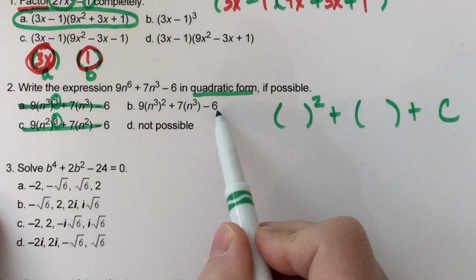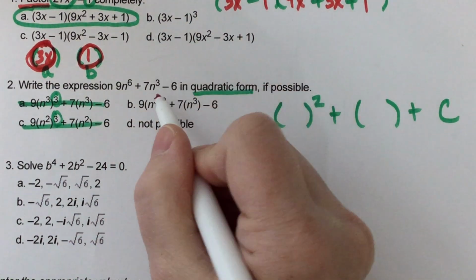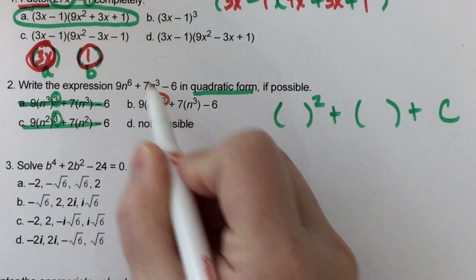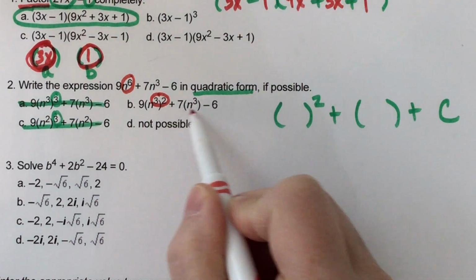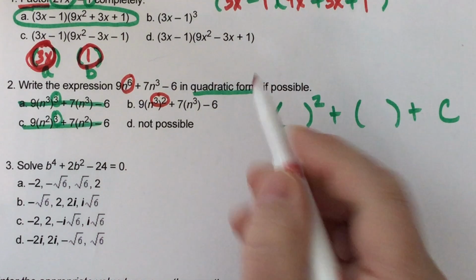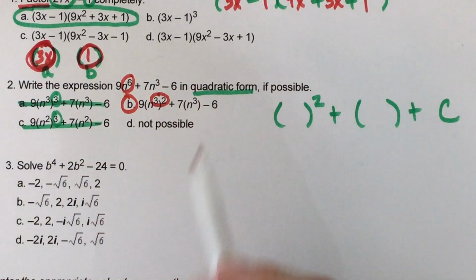Now let's see if this means the same thing as this. So remember, whenever you have a power raised to a power, you multiply exponents, and 3 times 2 makes the 6 that we originally had. And then this is still 7x cubed, just like that. The minus 6 is still a minus 6. Okay. So B means the exact same thing that this does.